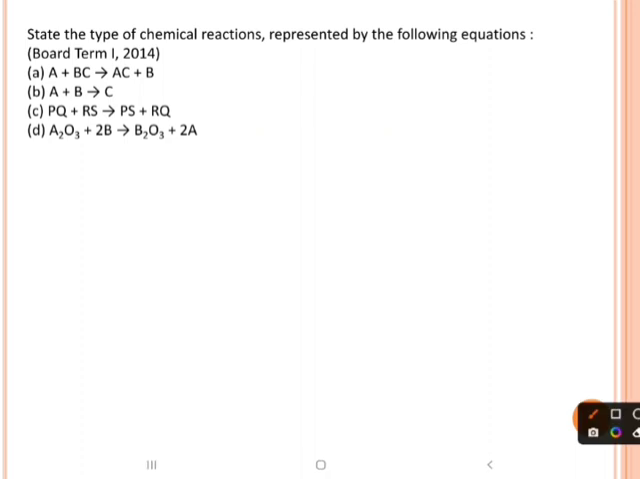State the type of chemical reactions represented by the following equations. See the first chemical reaction. We have already learned the mechanism. When A reacts with the compound of BC, AC is formed and B is removed. Means one product is removed. So what it will be known as? It will be known as displacement reaction.